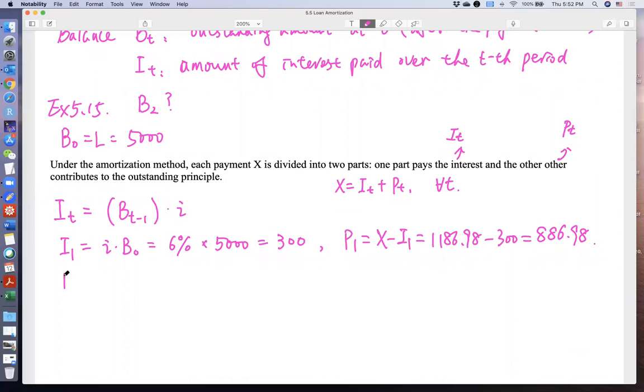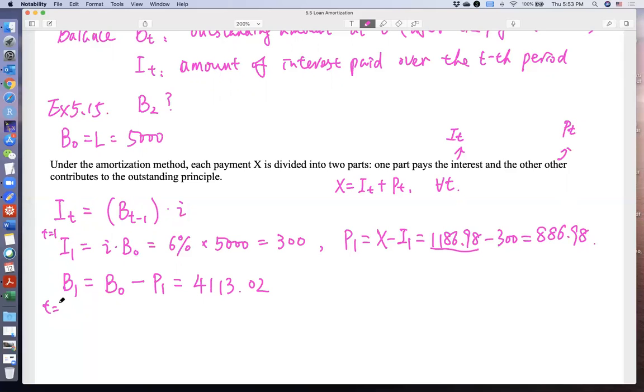Once you have done this, we recalculate my new balance. My new balance would be the previous one, B0, minus how much is paid towards principal this year. 300 goes to interest, and the remaining 800-something goes to the principal. You need a calculator for this: 5,000 minus 886.98 is about 4,113.02. This is how we finish year one.